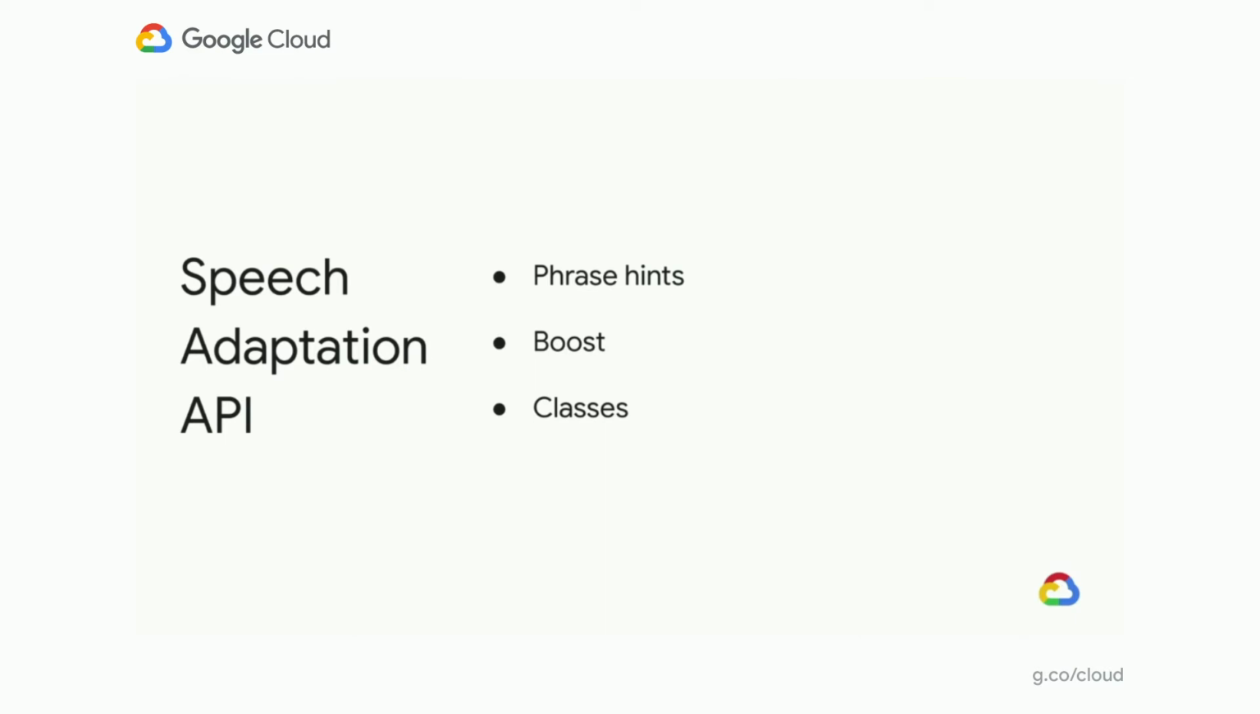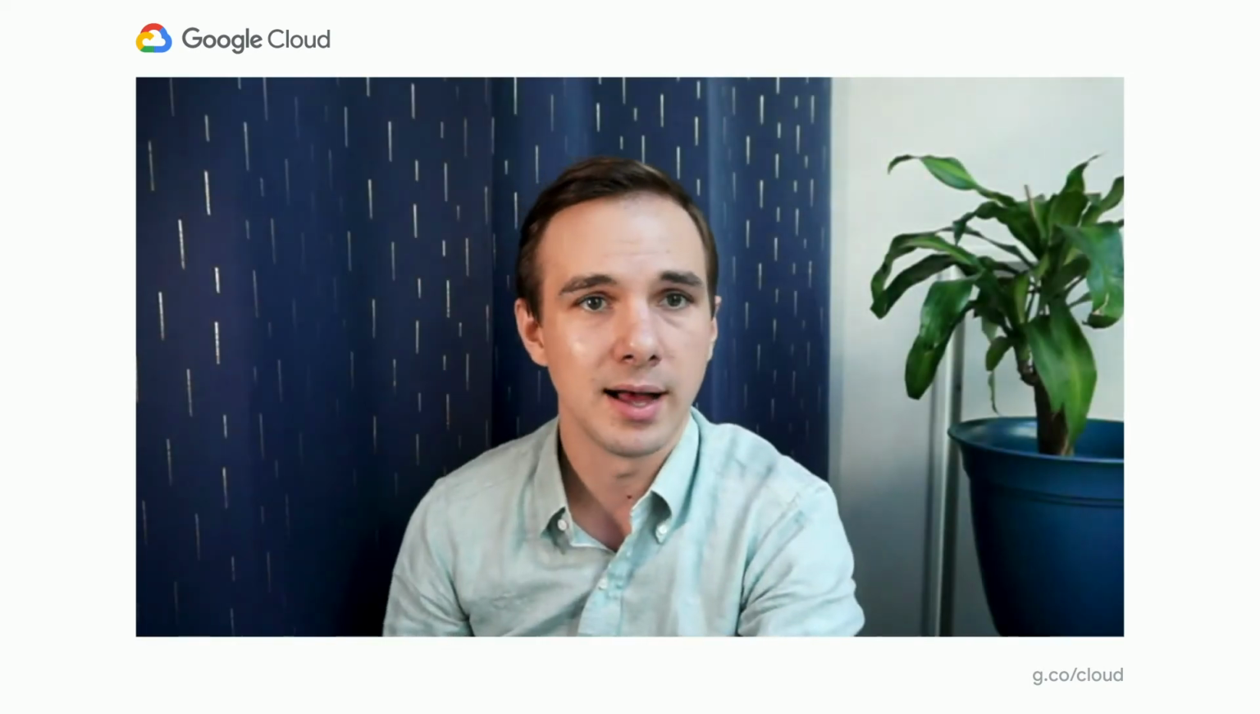The Boost API allows you to specify an actual weight value for a specific word or bigram that will then take effect on that word or bigram in the word lattice. This is especially useful for things like proper nouns or rare words, because you can significantly boost the likelihood of them being recommended. Finally, we have the classes feature, which is essentially pre-built phrase hints and boost values for common scenarios. For example, an alphanumeric sequence or a digit sequence, being able to recognize that without having to set the values yourself.